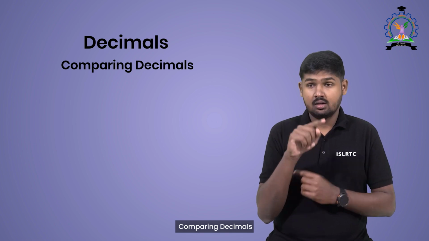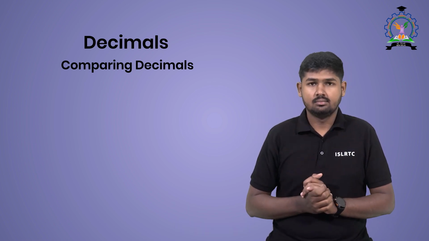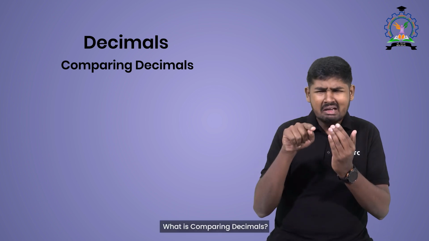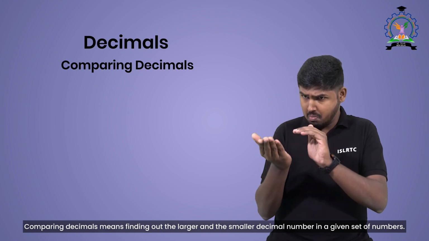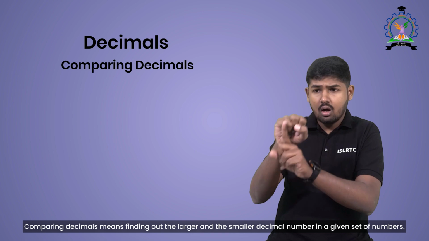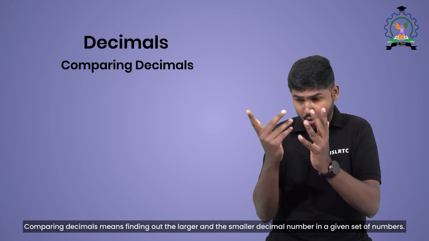Comparing decimals. What is comparing decimals? Comparing decimals means finding out the larger and the smaller decimal number in a given set of numbers.